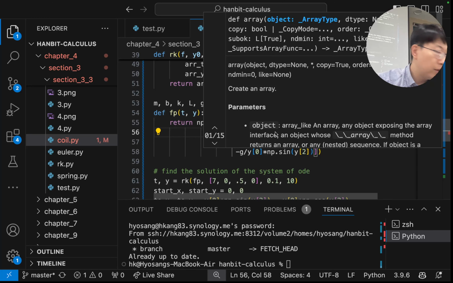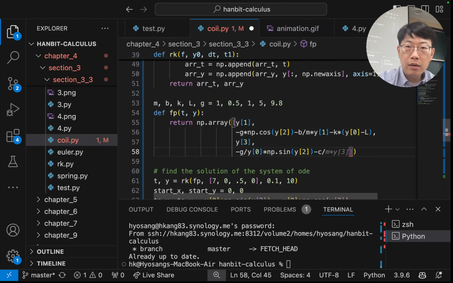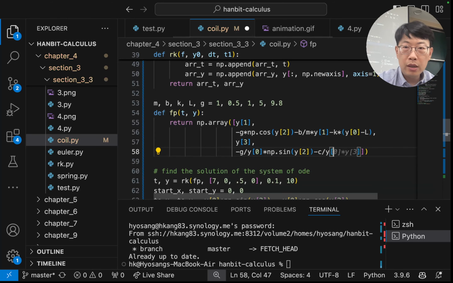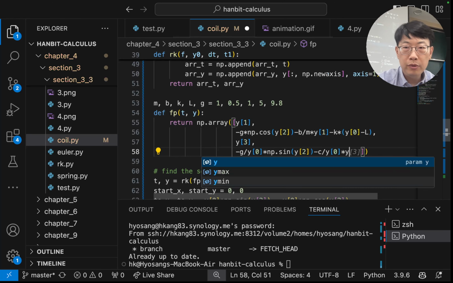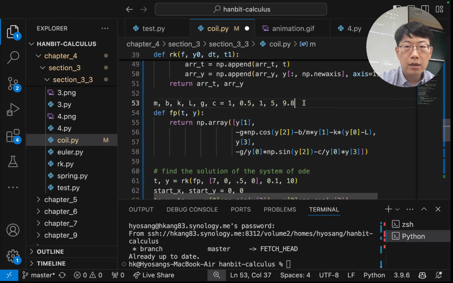And then the third one is y4, which is y3. And the last one is g over y1, which is y0, and sine y3, which is y2. And then let's put more here: y1 is y0 times y3. Okay, I need to put c here. Let's put c as 0.5, same as b.